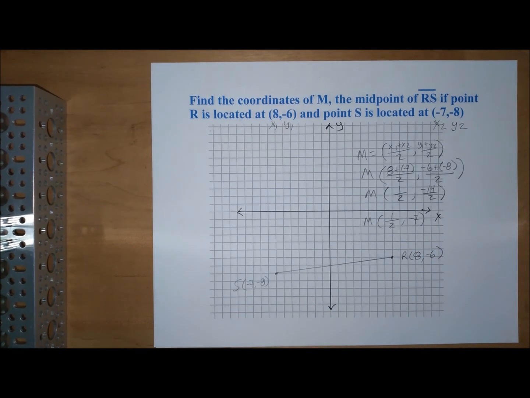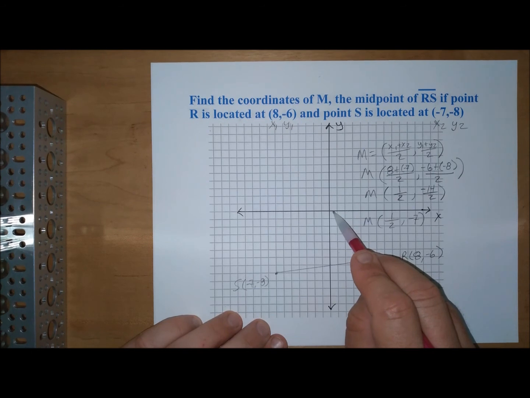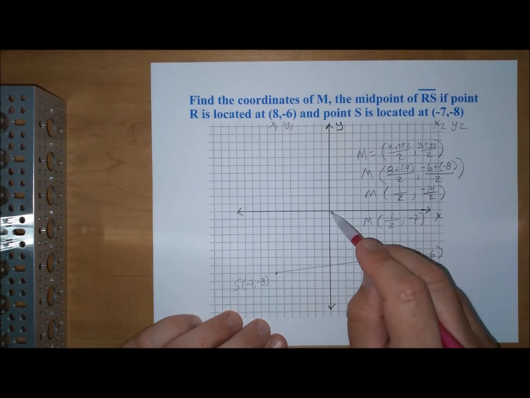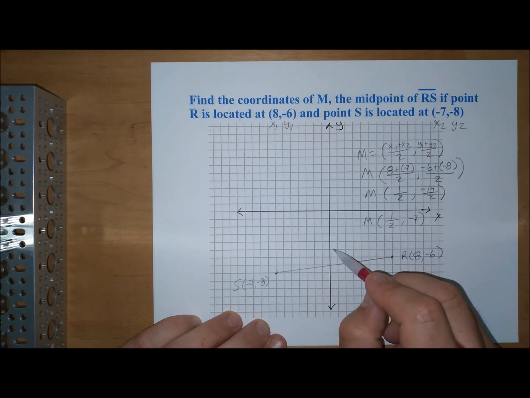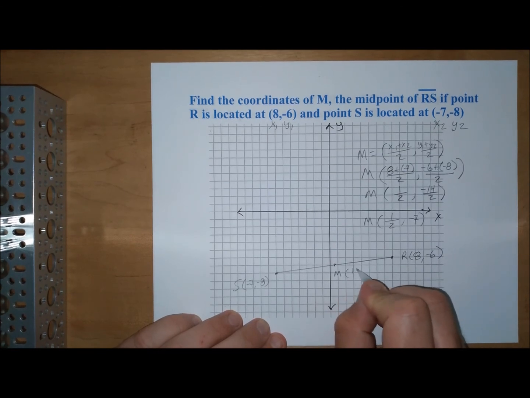Good. Let's go ahead and plot this. I'm going to go to x is 1/2, y is negative 7. I'm going to go over 1/2, down 7: 1, 2, 3, 4, 5, 6, 7. That looks pretty good.